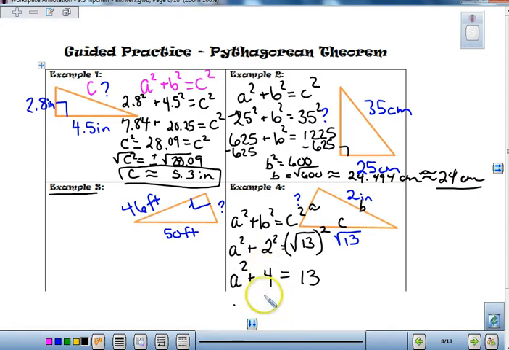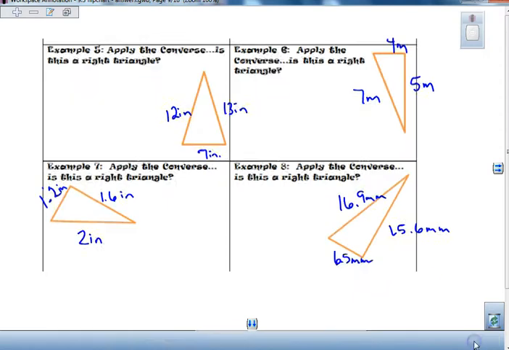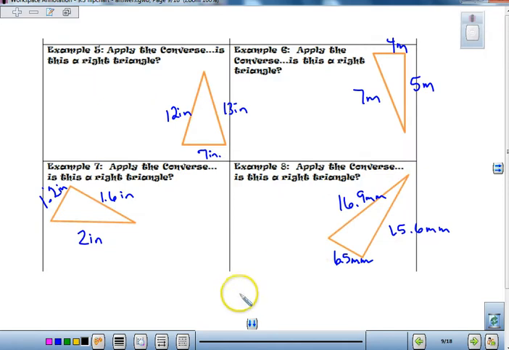We know how to solve this problem. We're going to subtract 4 from both sides. a squared is going to be equal to 9. a equals the square root of 9, which in this case equals 3. Again, remember, we're not going to have positive and negative 3. We're just going to have it left as a positive because we're talking distance.